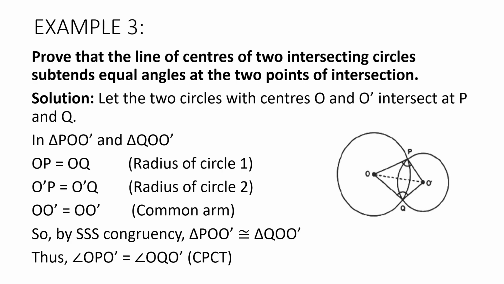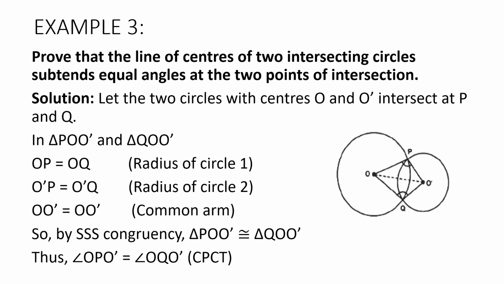Next, example 3. Prove that the line of centers of two intersecting circles subtends equal angles at the 2 points of intersection. First of all, let us draw the diagram to understand this. Consider two circles with centers O and O dash, and let the two circles intersect at 2 points P and Q. So now what we need to prove is they subtend equal angles at the 2 points of intersection. Means we have to prove that angle OPO dash is the same as angle OQO dash.